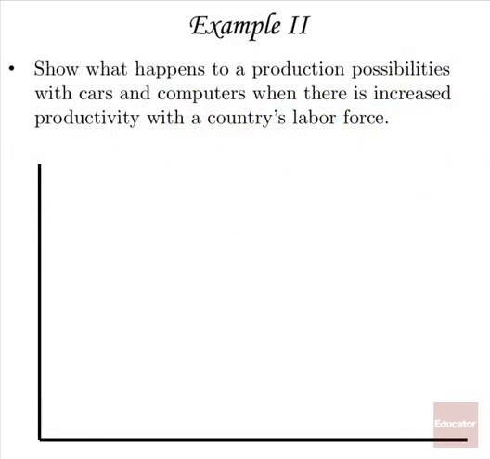Okay, example number 2. Let's go ahead and take a look at this. Show what happens to a production possibilities graph with cars and computers when there's an increased productivity with a country's labor force. So, the labor force, for some reason or another, is able to produce at a higher rate than before. So let's take a look at cars and computers. Again, any 2 items in the economy.